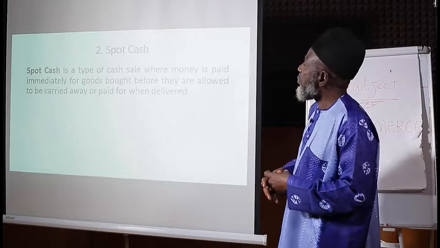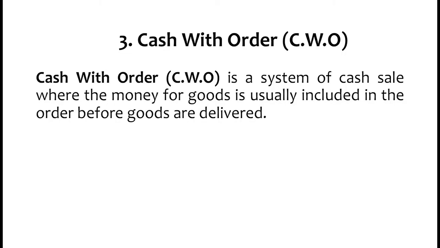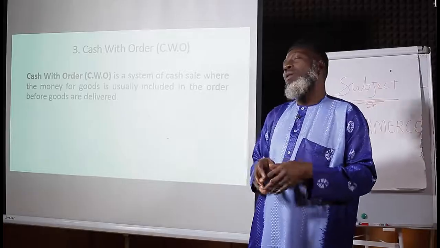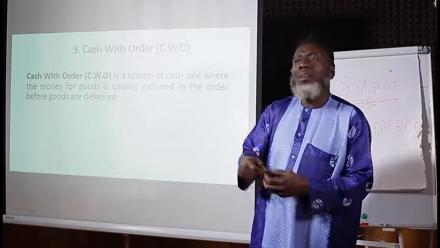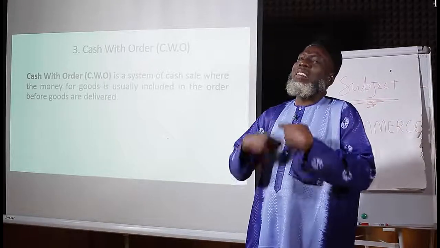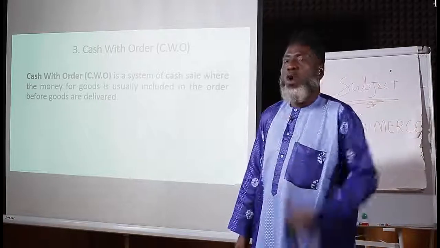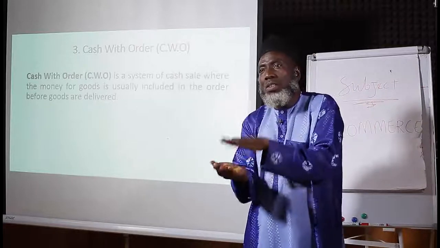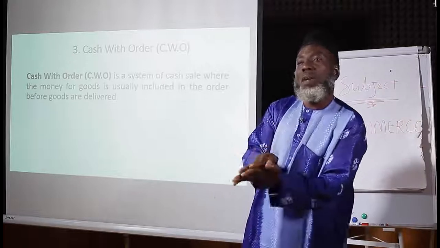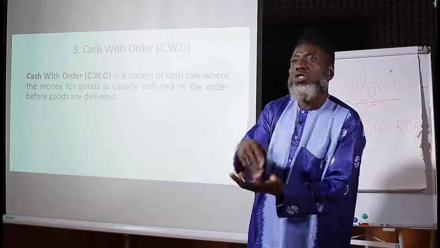Then we have the third one, cash with order, abbreviated as CWO. This is where money is sent along with the order. Remember when we're talking about documents used in buying and selling, we talk about order. So when a buyer is sending an order to the seller, commanding him to send goods to him, in the letter or in the order, he will send along the money. The money for the goods will be there, whether it is cash or check.